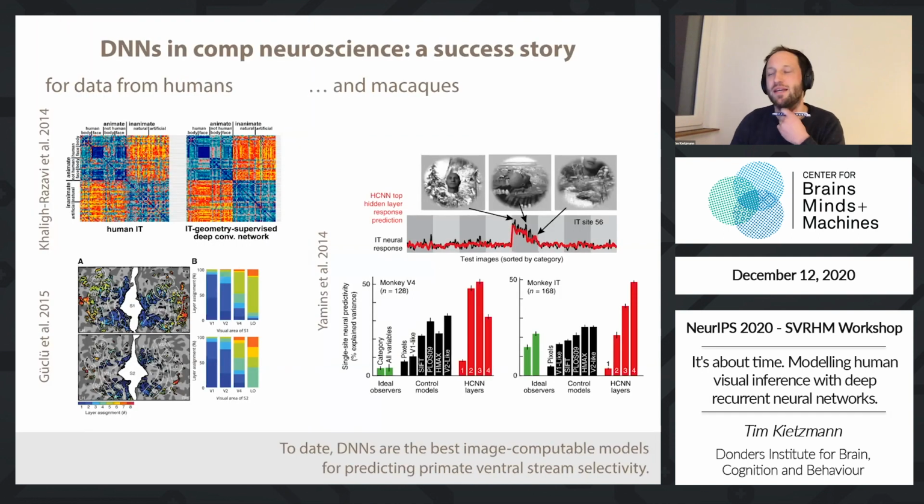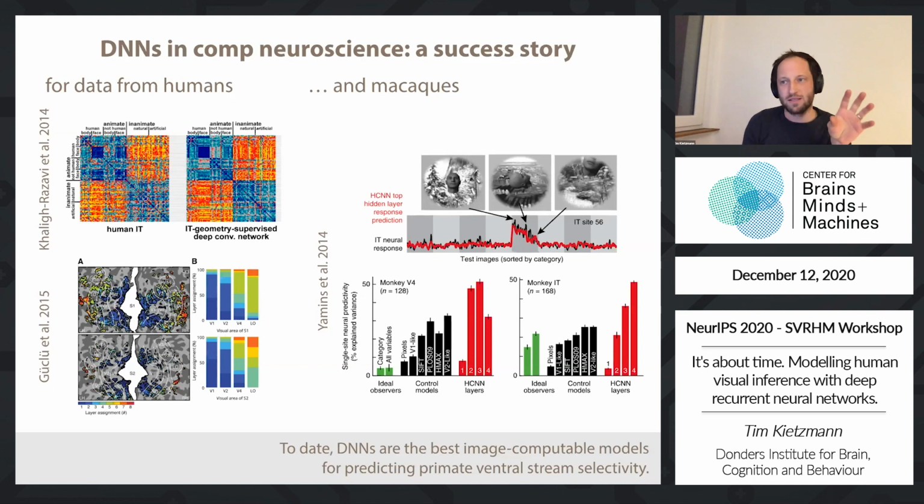What I'm showing you here is data from humans and macaques. I don't want to go into details, but it basically says that computer vision models trained on the task of object categorization happen to be quite good models of what the human brain is doing if we look at neuroimaging data, or also at macaques and firing rates. So today, DNNs are really the best image computable models that we have for predicting the primate ventral stream, which doesn't say they're perfect, right? It just says currently these are the avenue that we take at understanding human vision, and they're currently the best models for doing so.